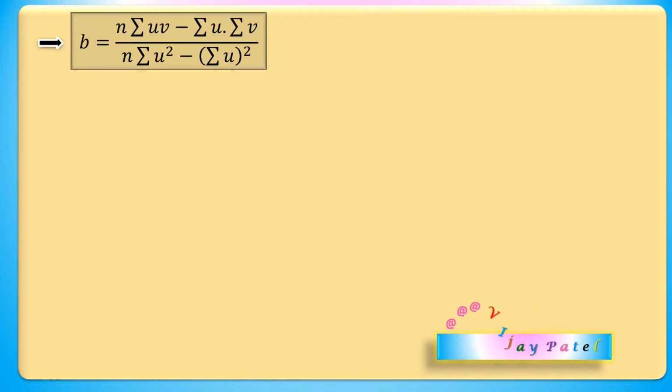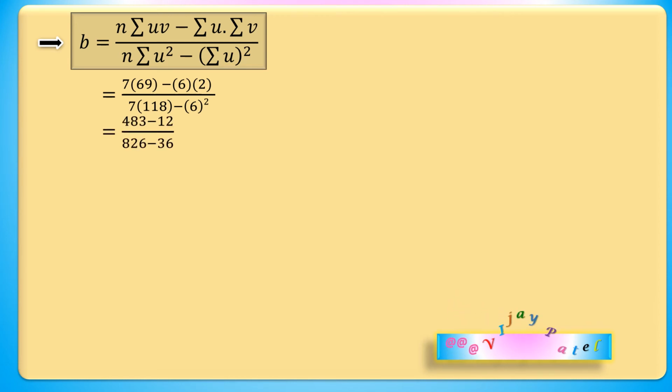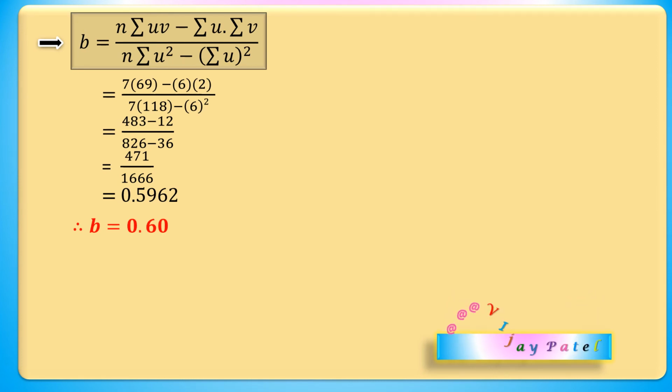We can find b by using this formula. b is equal to n sigma uv minus sigma u into sigma v upon n sigma u square minus sigma u whole square. Putting all values, we will get 7 into 69 minus 6 into 2, upon 7 into 118 minus 6 whole square. After simplifying, we will get 483 minus 12 upon 826 minus 36. So we will get 471 upon 790, and after simplifying we will get 0.5962. Therefore b is equal to 0.60.